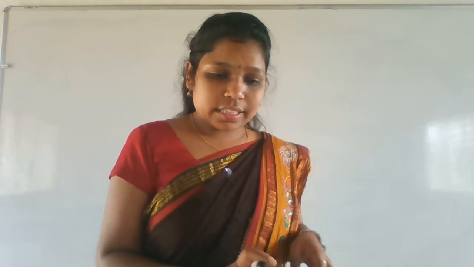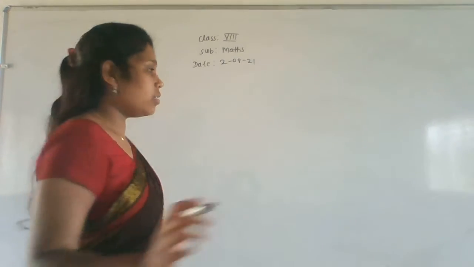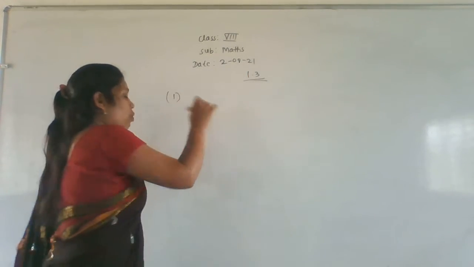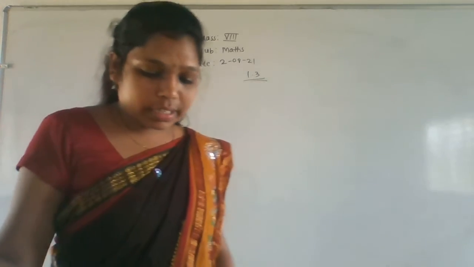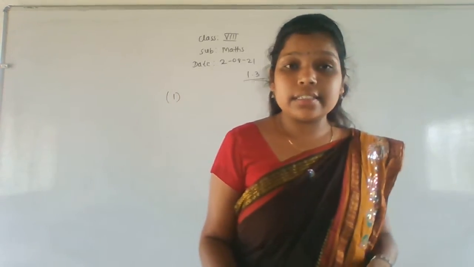So now we'll solve exercise number 1.3, okay? So start exercise number 1.3 in that first main. What is the first main exercise number 1.3? That is page number 17. Okay. Page number 17, exercise number 1.3. In that first main, what is the first main? Represent the following rational numbers on the number line.